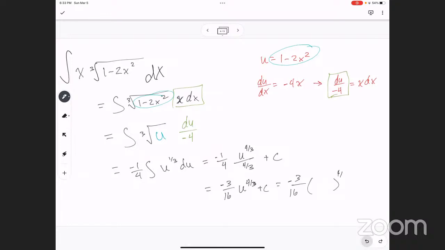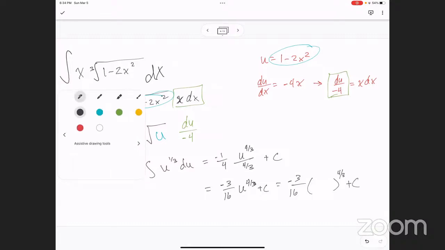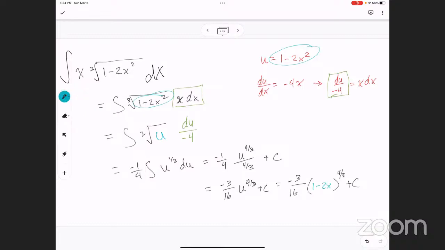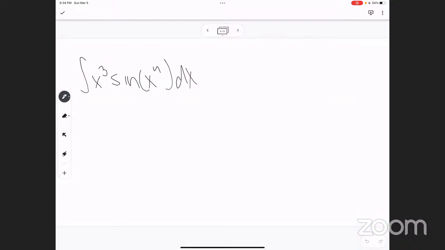Is your teacher okay with you writing fractional exponents? Yeah. Okay, sometimes they want you to write them as rationals. And this is 1 minus 2x squared, because that was what my u was. And there's your answer. Okay, that makes sense. Is that answer right? Yeah. Sweet.